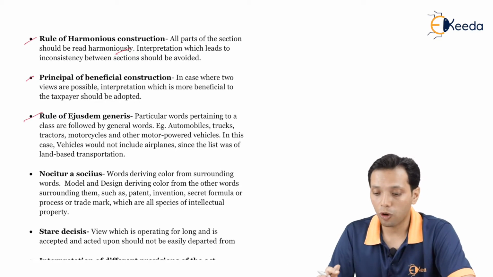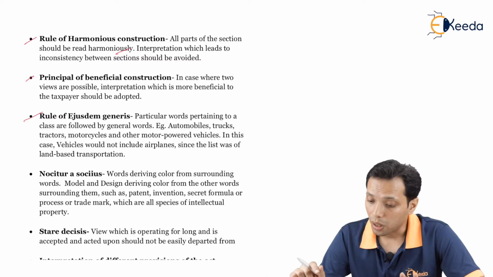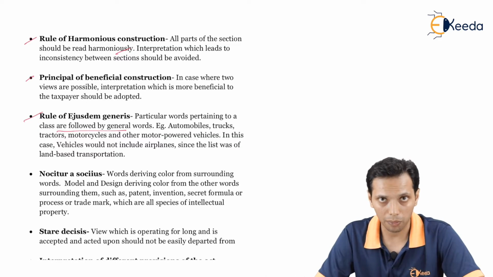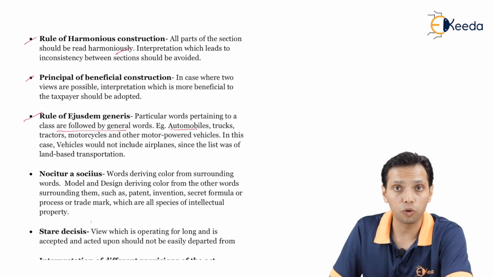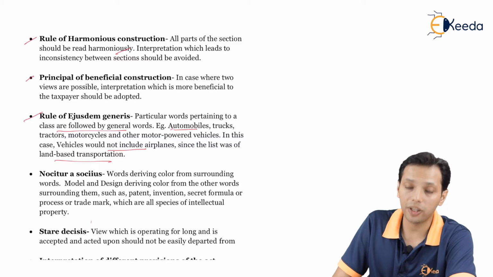Sixth rule is rule of ejusdem generis. In this case, particular words pertaining to a class are followed by general words. Example: automobiles, trucks, tractors, motorcycles, and other motor powered vehicles. In this case, vehicles would not include airplanes, since the list was of land-based transportation.